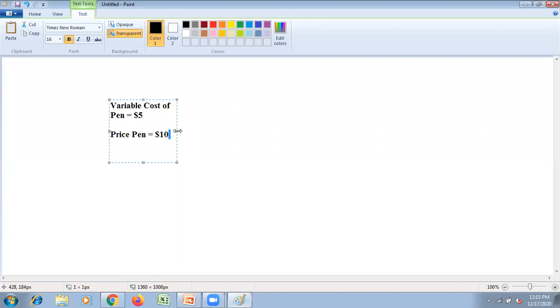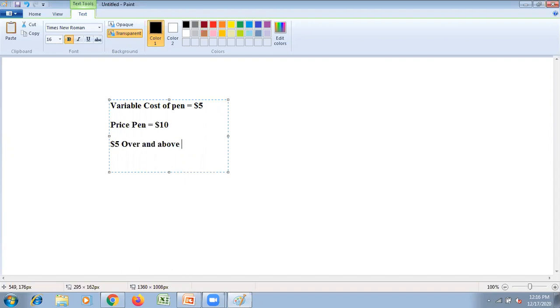So if the variable cost of a pen is $5 and the price is $10, then the business is getting $5, right? This is over and above the variable cost. This is the amount the business is getting. This amount is called contribution. This is not a profit, remember.